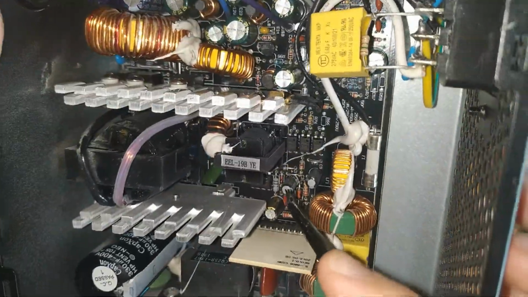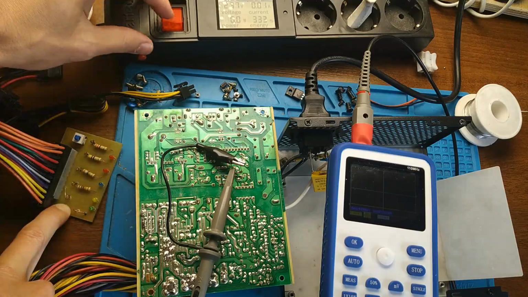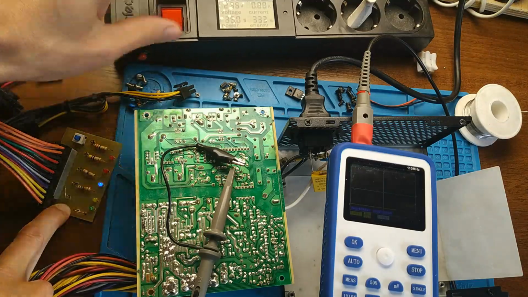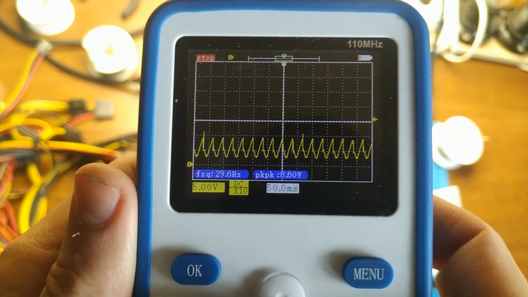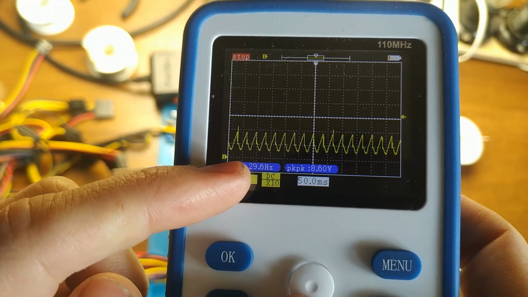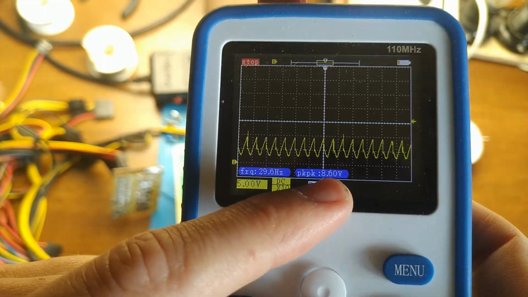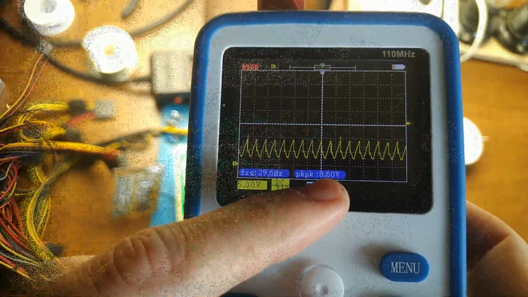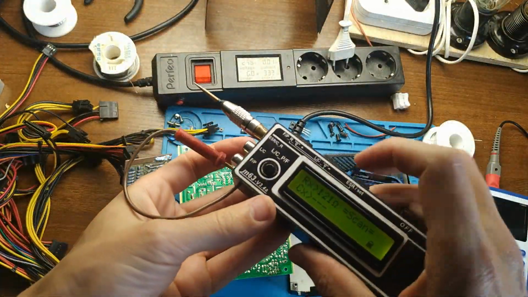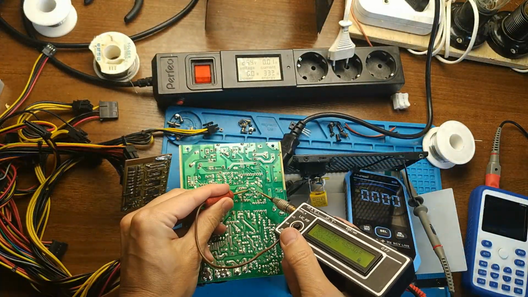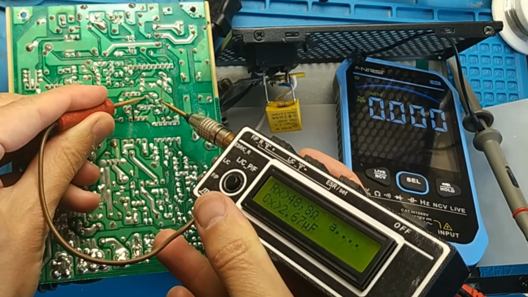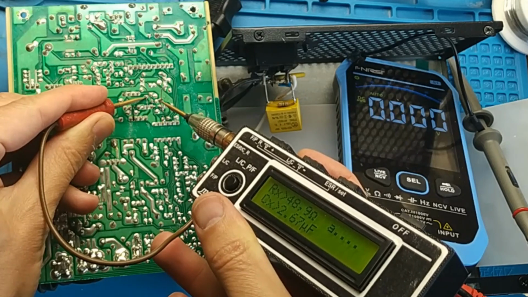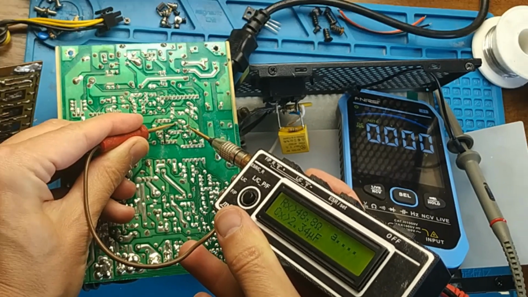We are checking the capacitor. We are using an oscilloscope. Unstable power supply. Large pulses. The unit cannot work properly. The capacitor resistance is more than 10 ohms. This element needs to be replaced.